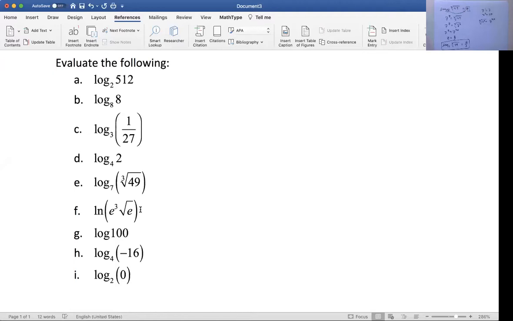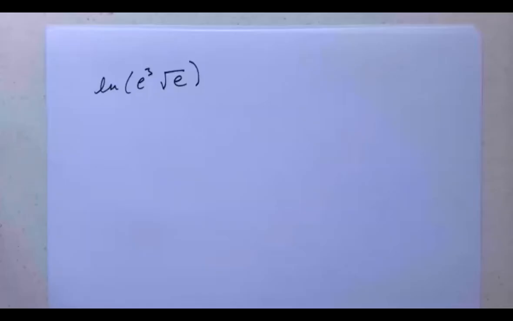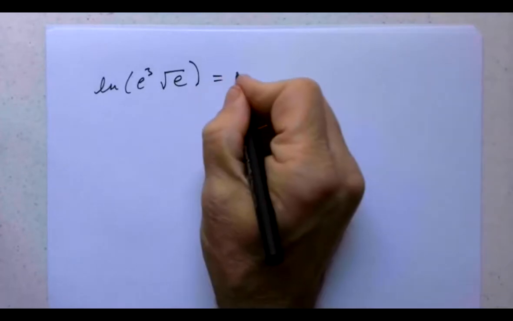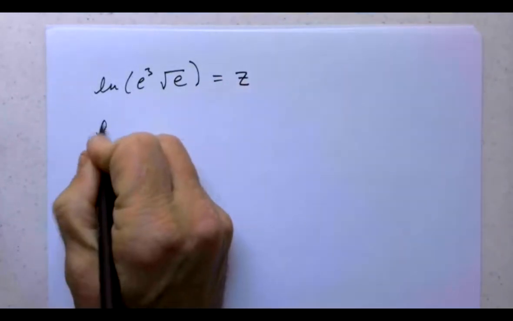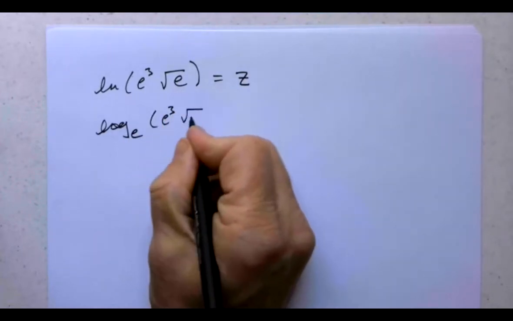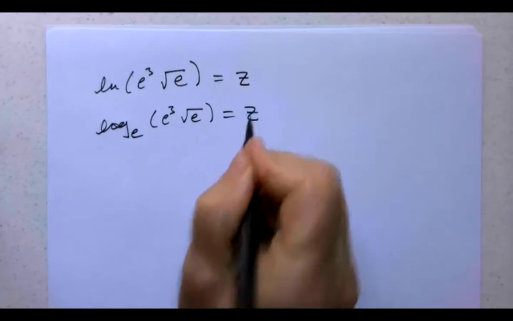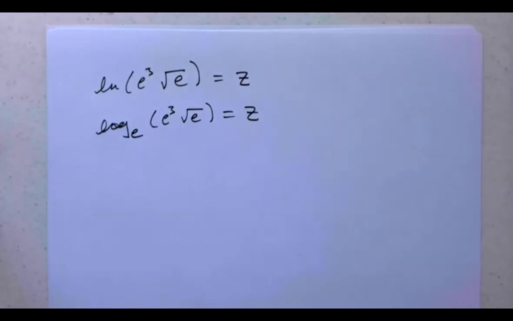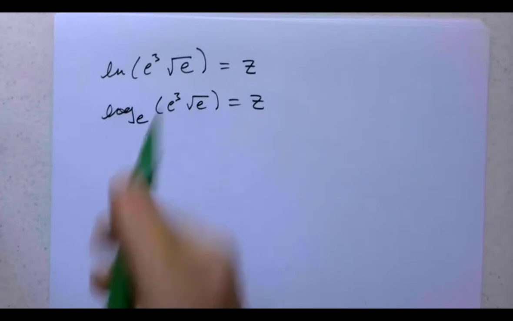Next, we have ln of e cubed square root of e. Remember, ln means log base e. So we're going to call that equal to z. Ln is really log base e of e cubed square root of e equals z. Ln means log base e. Circle the base.